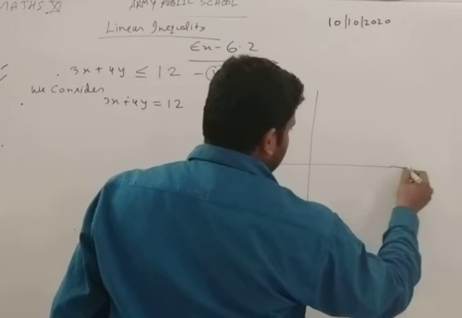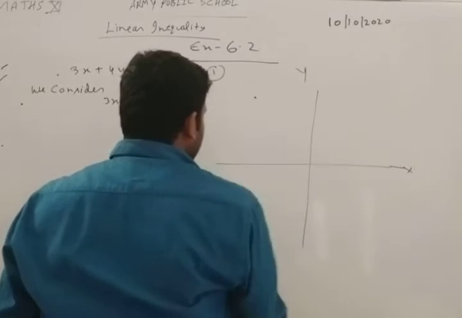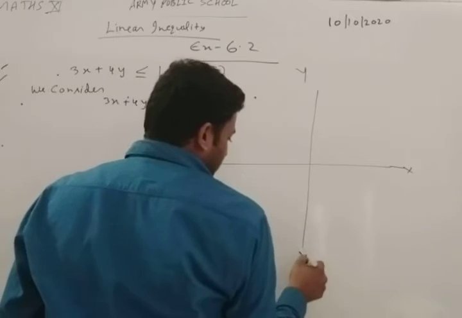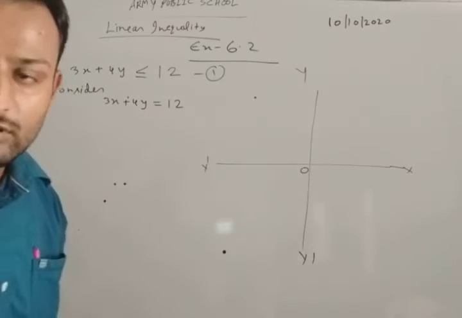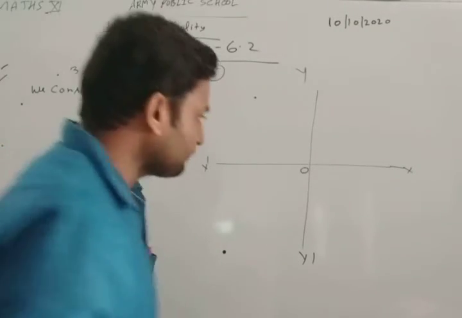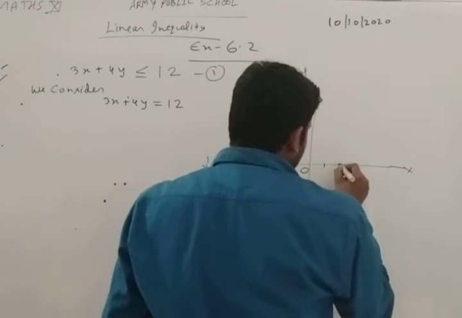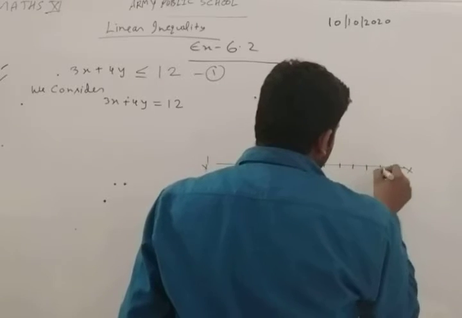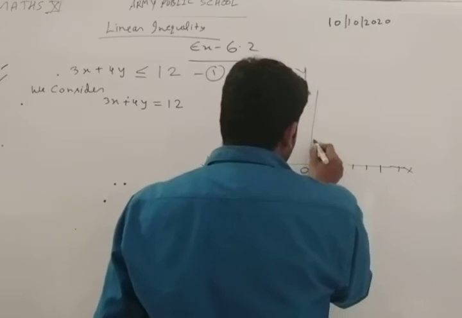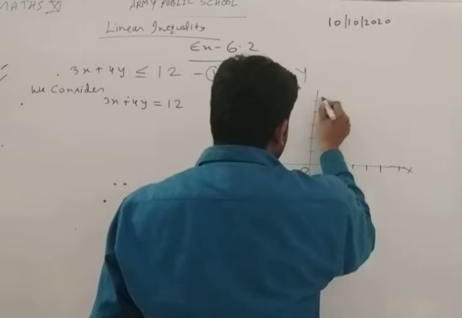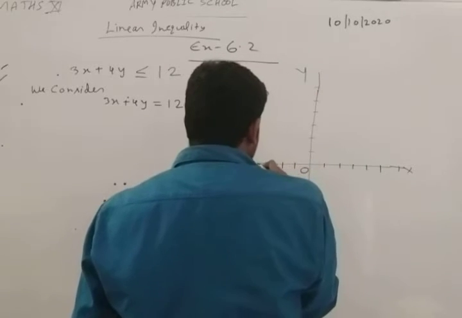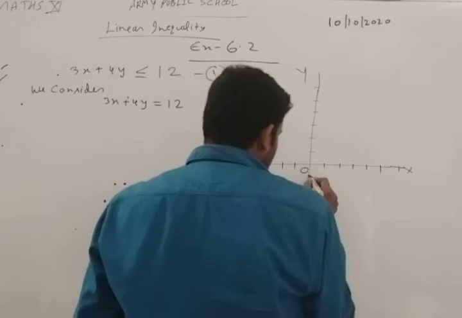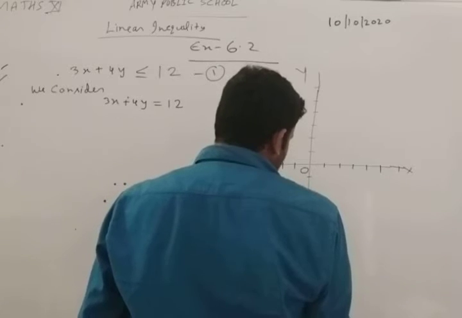This is our x-axis, this is the y-axis. X dash, y dash, and the intersection point is the origin. Now take some points on the axes: 1, 2, 3, 4, 5, 6 on each side.